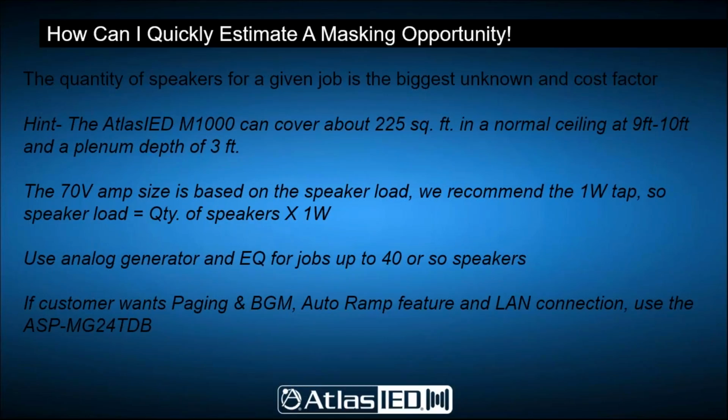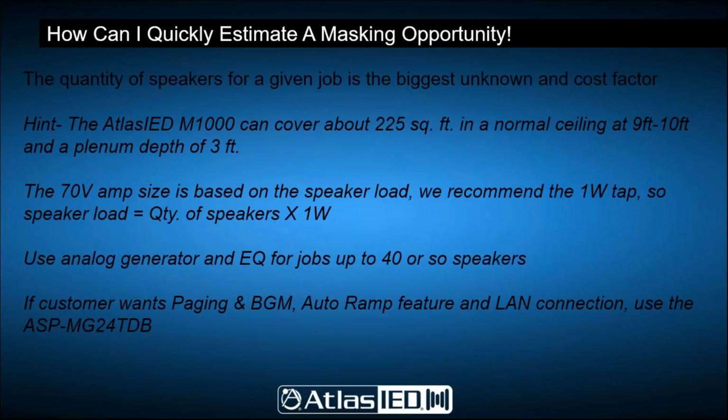How quickly can I get an estimate of a masking opportunity? The quantity of speakers for a given job is obviously the biggest unknown and cost factor. The M1000 can typically cover about 225 square feet in a normal ceiling that's about 9 to 10 feet, and a plenum depth, which is from the ceiling grid to the deck above, of 3 feet. The 70-volt amp size is based on the speaker load. Again, we are using a 70-volt signal, which is a distributed signal. We recommend the 1-watt tap if you are dealing with anything that is an open ceiling or acoustical ceiling tile. So the speaker load is quantity of speakers times 1 watt.